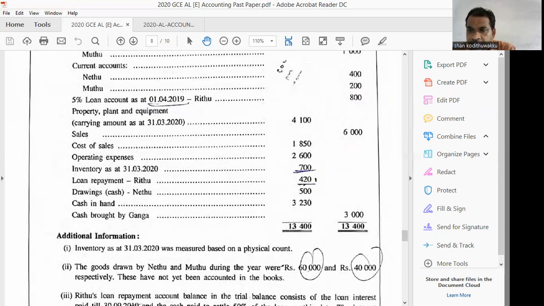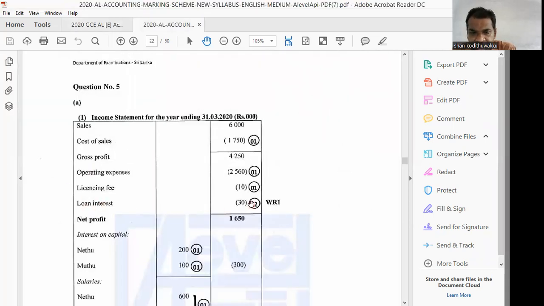Therefore, you can deduct interest in the income statement like this. Loan interest 30. You are given 2 marks. Loan interest, that is for the first 6 months for the whole loan 800, 20, and the next 6 months, as you are having 400 worth of loan, 400 into 5% for 6 months, 10. Interest is 10. For the second 6 months, then 20 plus 10 will be 30 total interest.